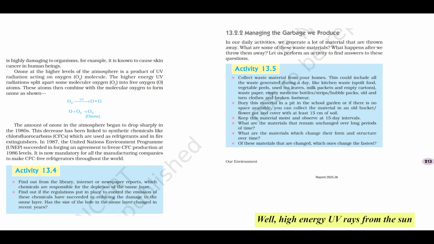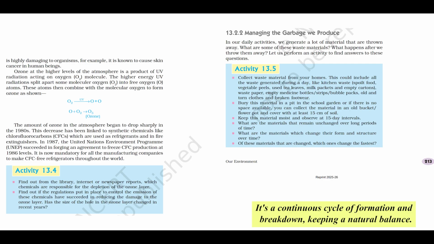Well, high-energy UV rays from the sun actually break apart normal oxygen molecules, O2, into single, highly reactive oxygen atoms. These single O atoms then quickly bump into and combine with other O2 molecules to form ozone, O3. So O plus O2 gives O3. It's a continuous cycle of formation and breakdown, keeping a natural balance. Okay, so it's naturally made and destroyed up there.